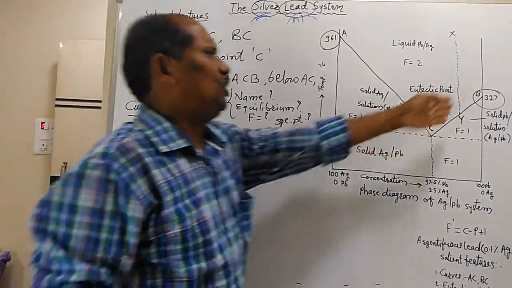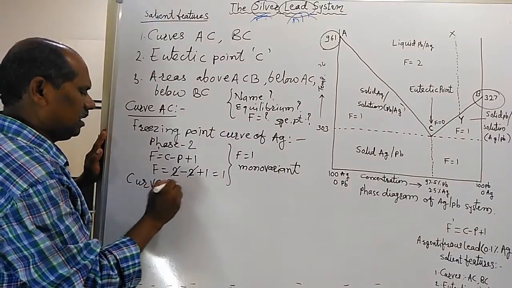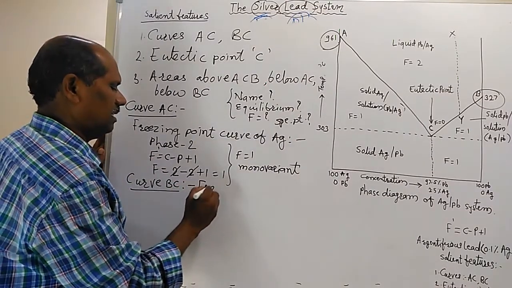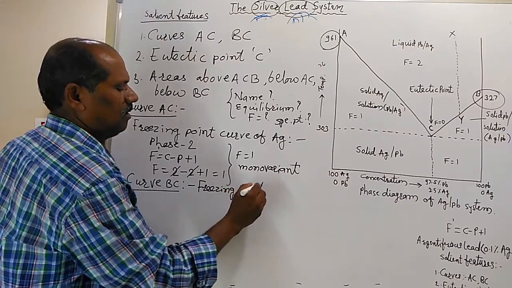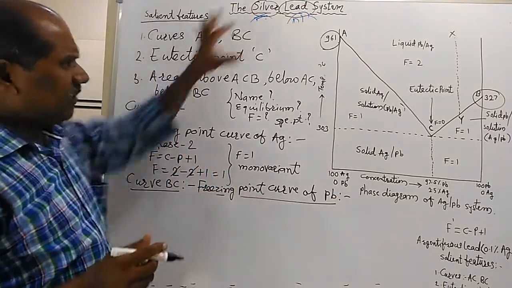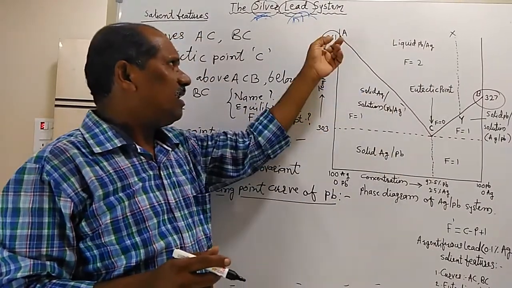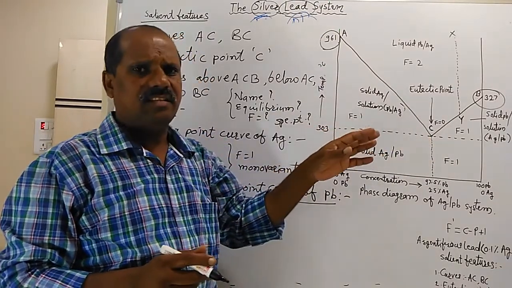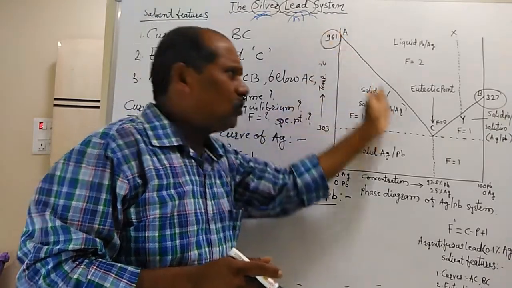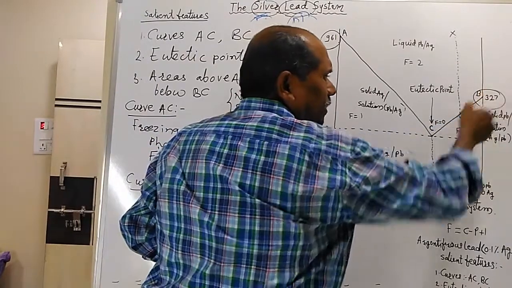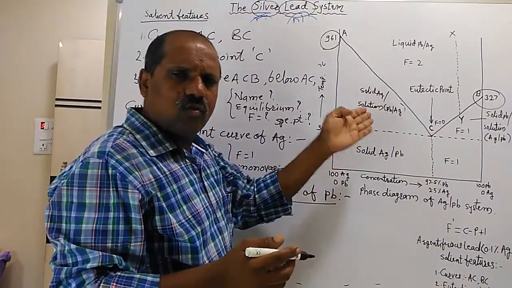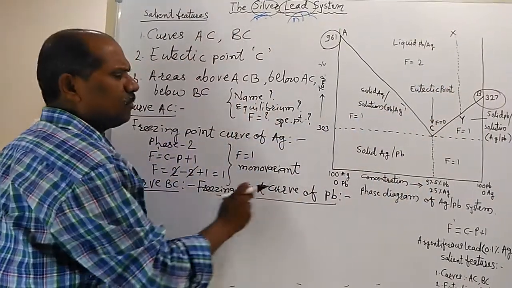Then we have to see the curve BC. Curve BC is called the freezing point curve of lead. In curve AC, the melting point goes on decreasing. Here it is 961, and at this point the temperature is only 303 degrees Celsius. As the composition of lead increases, the melting point of silver goes on decreasing. In the same way, in the curve BC also, as the concentration of lead increases, the melting point of lead also goes on decreasing. This curve BC is called the freezing point curve of lead.